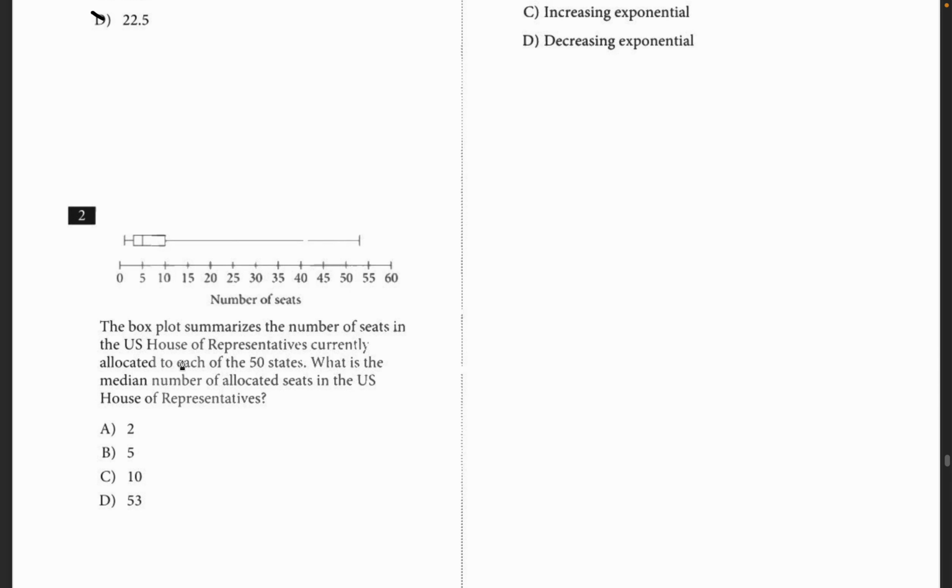Number 2. The box plot summarizes the number of seats in the U.S. House of Representatives currently allowed to each of the 50 states. What is the median number? Well, the median in the box plot is the line in the box, so it's 5.